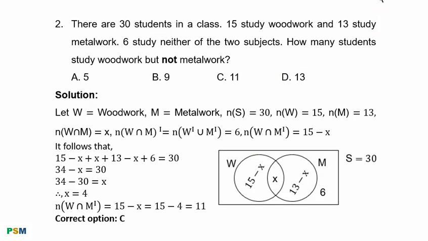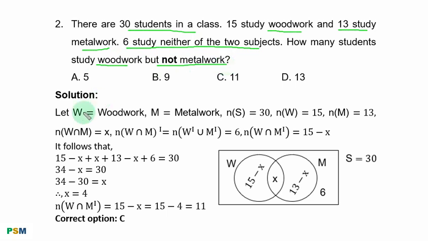Question 2. There are 30 students in a class. 15 study woodwork and 13 study mental work. 6 students study neither of the 2 subjects. How many students study woodwork but not mental work?